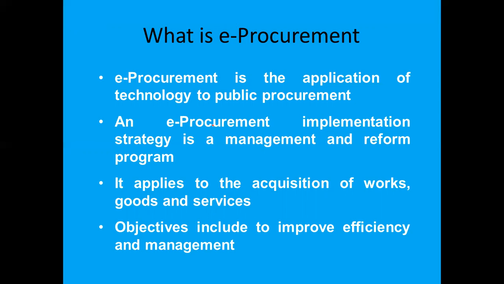So the e-procurement implementation strategy is a management and reform program. So definitely it is a strategy management. It is a management process and reformation program because it is an electronic concept. It applies to the acquisition of works, goods and services. These are applied for taking of works, goods, services. So that is simply done by the majority government people, or the private sectors also will do the process. For example, take an example of any big industry like Reliance or BHEL, like that.